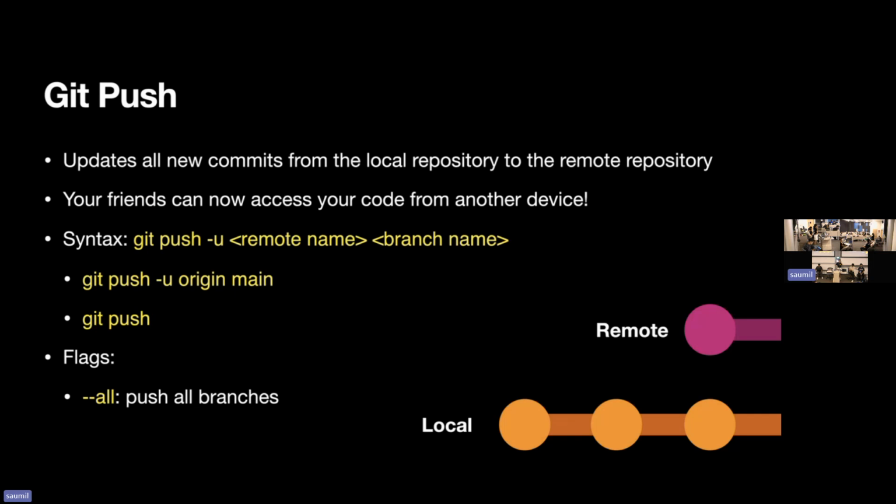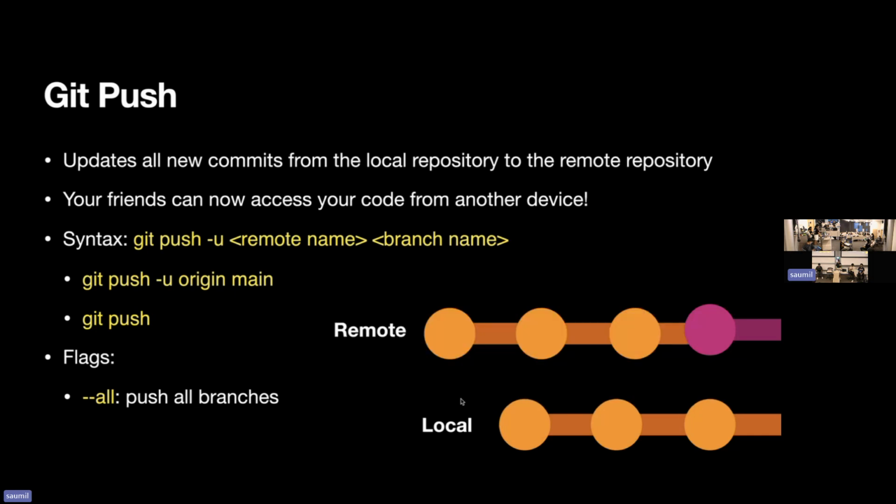Okay, and then afterwards, you also have git push. Note that we're going from the local repository to your remote repository. So this is how your friend might be able to access your code, which was originally on your device, but now you upload it to the cloud, basically. What it does is that it takes all the new commits from your local repository over here, and adds them to your remote repository. So for your first git push, you should always use this first syntax.